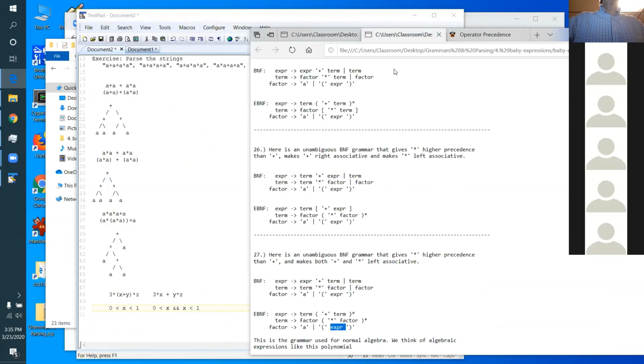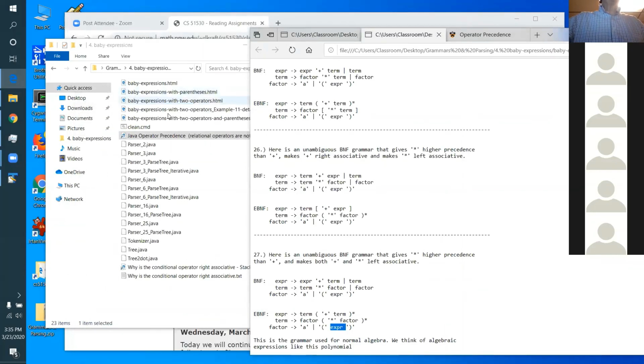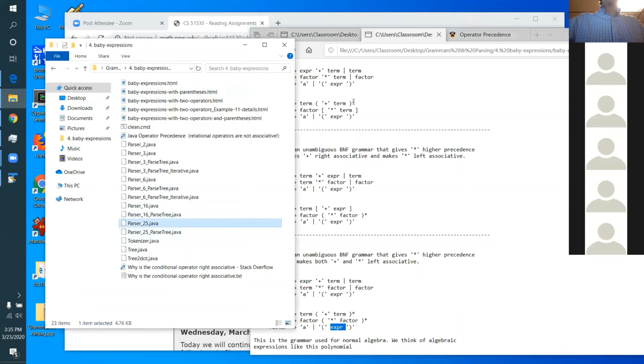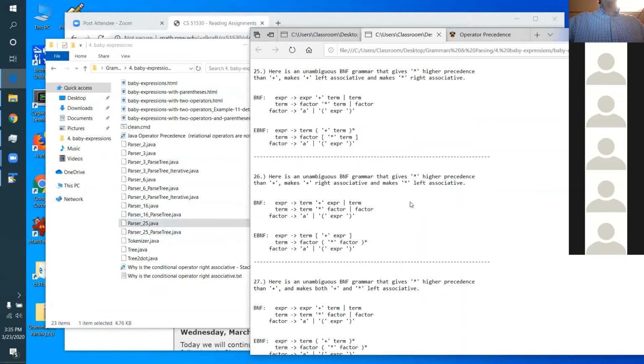Now, over here, see, now there's a parser here for language 25. So let's go back to 25.